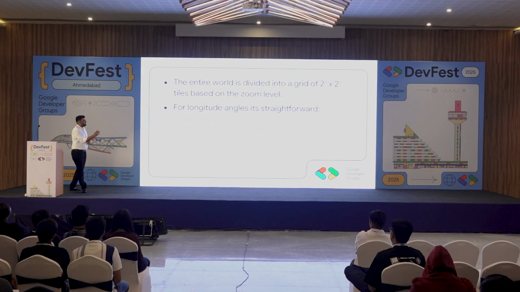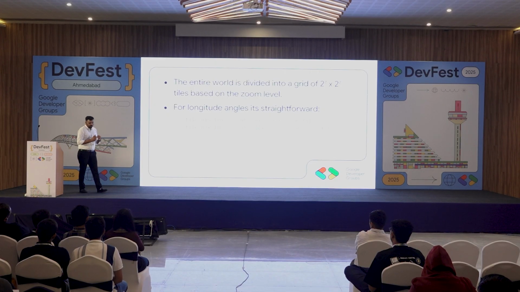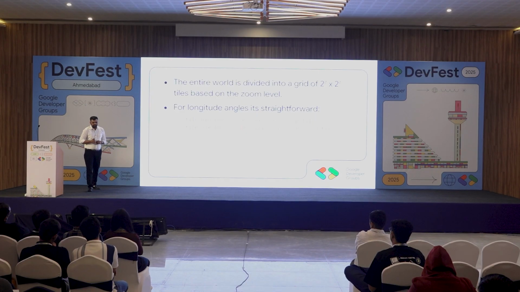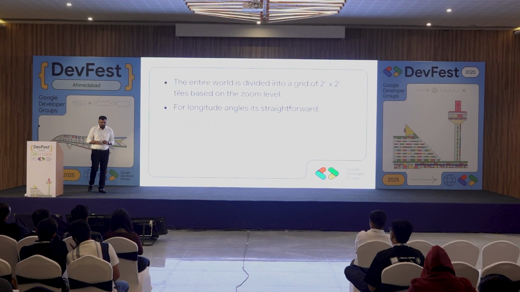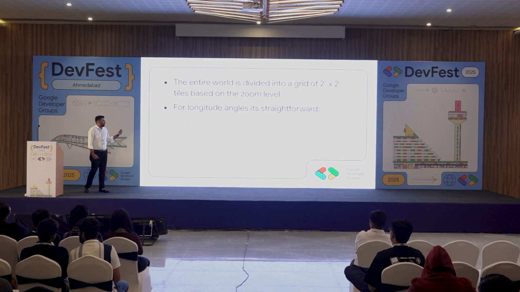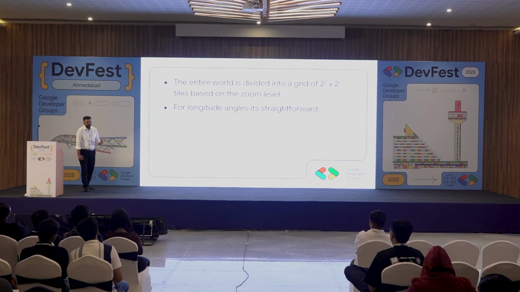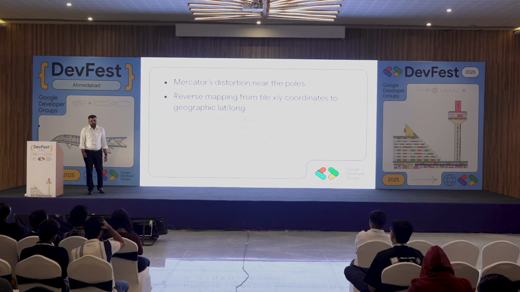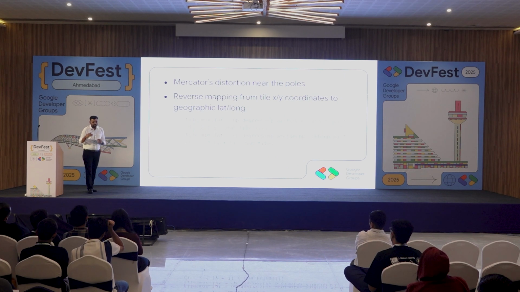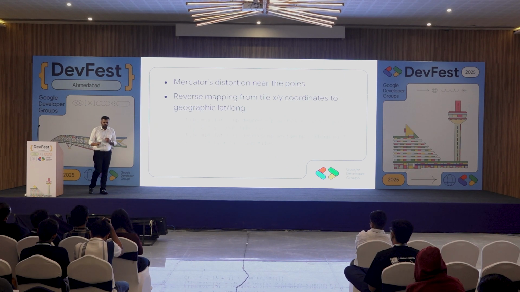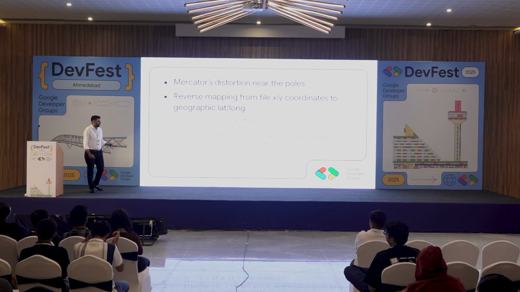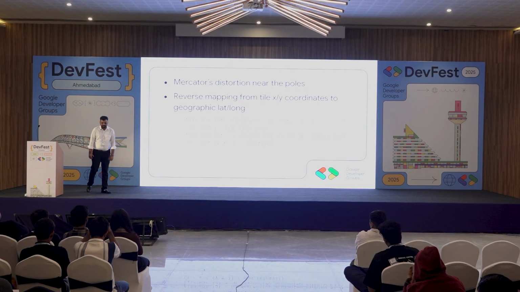So the entire world is divided into 2 raised to n multiplied by 2 raised to n tiles at zoom level n. For computing the minimum and maximum longitude, we are using the formula for the Mercator projection. Similarly, to handle the distortions near the poles, we are also using the same formula for the latitudes. Sorry.